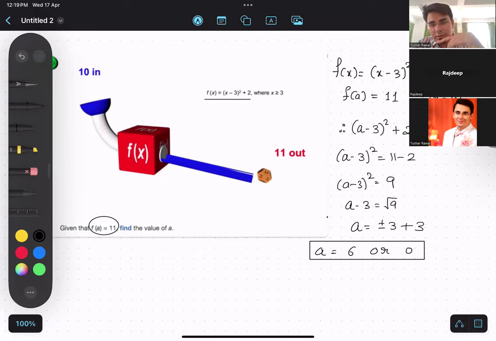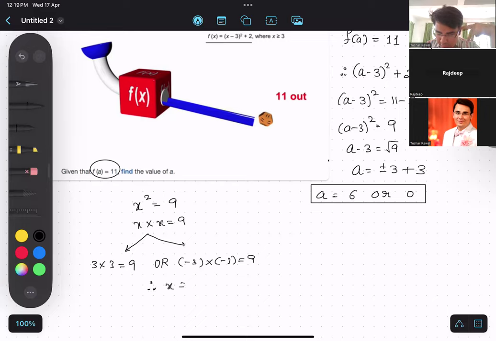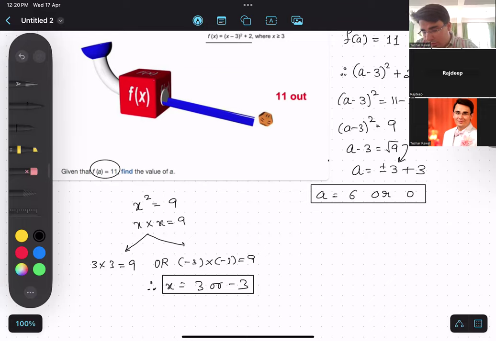Where does the plus minus 3 come from? Okay, let me explain it to you. When I'm saying x square equals 9, it means that x multiplied by x equals 9. That means I need two numbers which I multiply should give me 9. So it is possible that it can be 3 multiplied by 3 equals 9, or minus 3 multiplied by minus 3 equals 9. Therefore, my x value can be 3 or minus 3. That's why from here I wrote plus minus 3. So, a value can be 6 or 0.